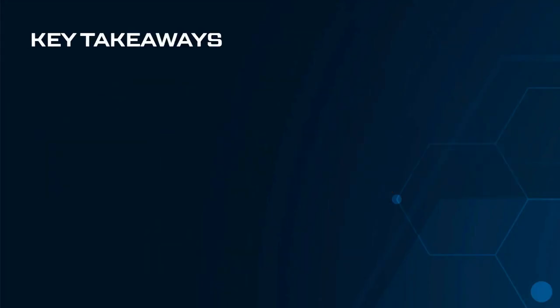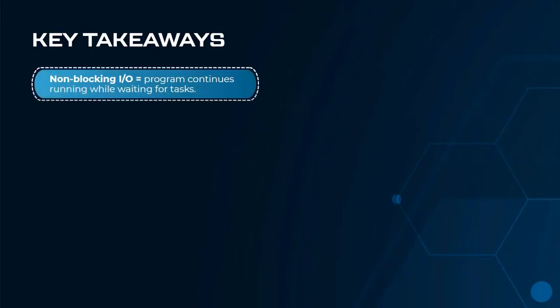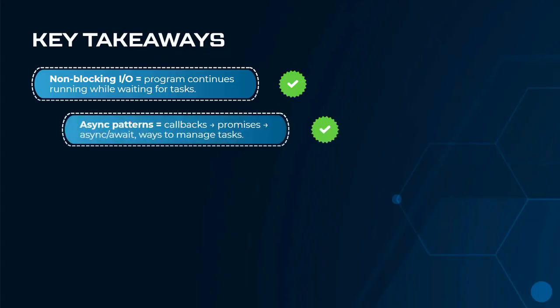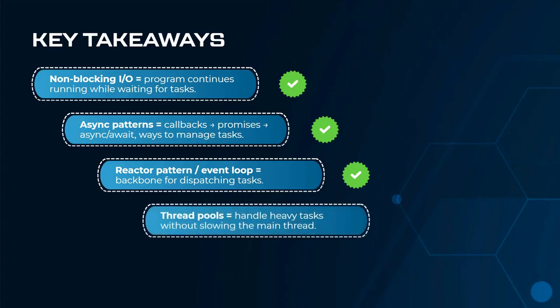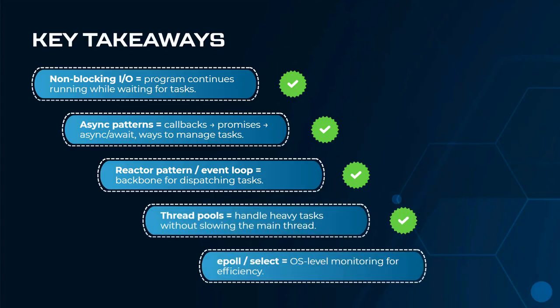To summarize, non-blocking I/O means a program continues running while waiting for tasks. Async patterns are callbacks, promises, or async await, and these are the ways to manage tasks. Reactor patterns or event loops are the backbone for dispatching tasks. Thread pools handle heavy tasks without slowing the main thread. epoll or select is the OS-level monitoring for efficiency. Combining all three, you can scale applications to thousands or even millions of concurrent users.